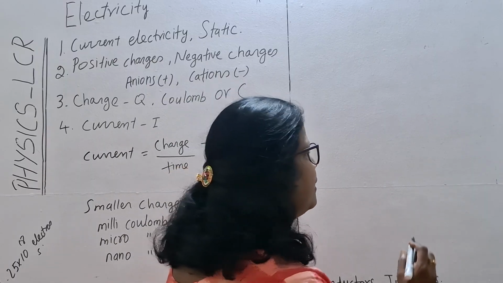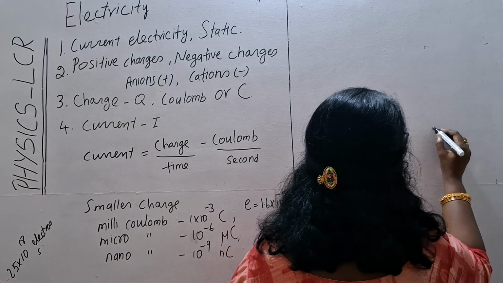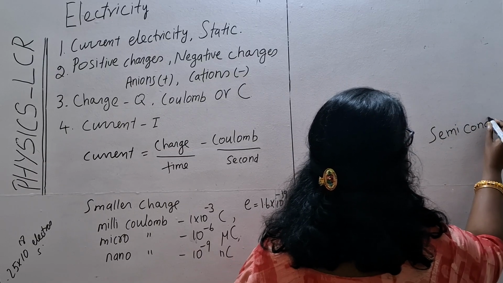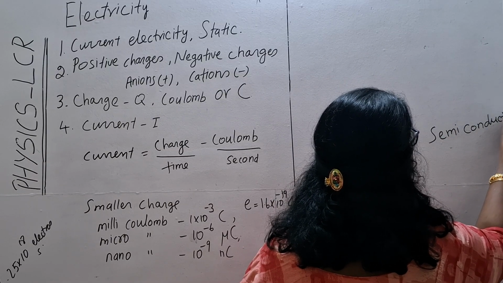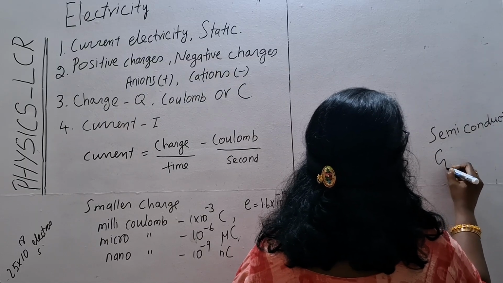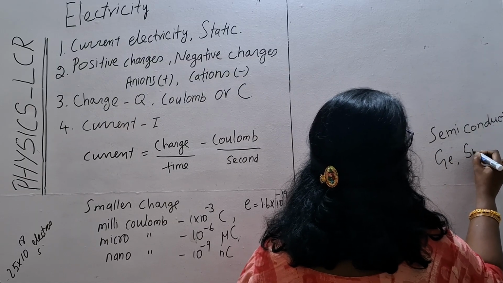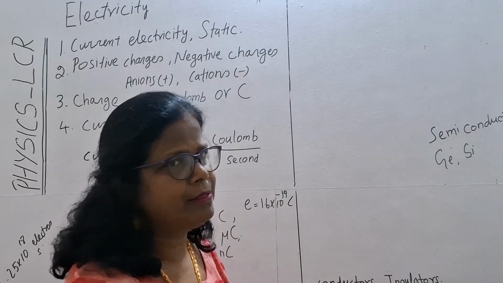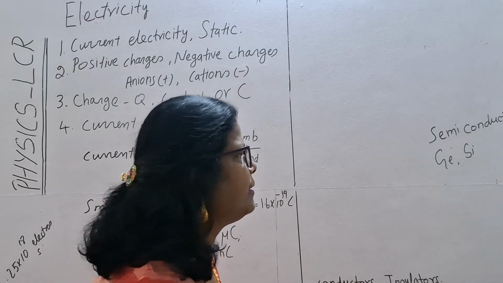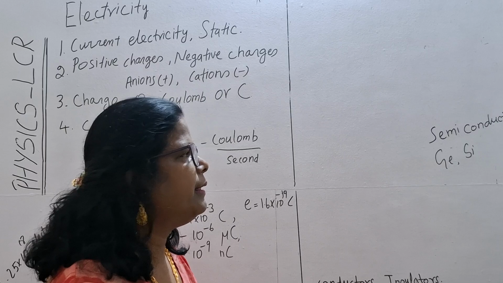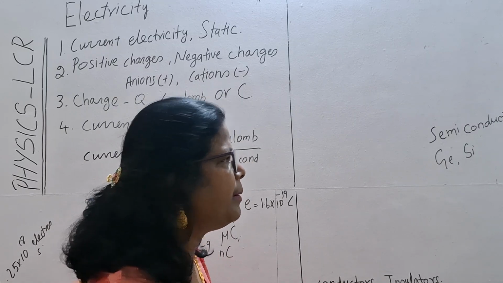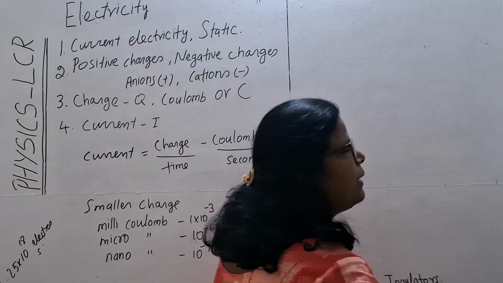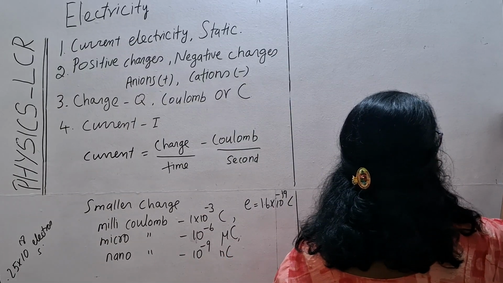Silicon we can say is a semiconductor. Germanium, Ge, and silicon. In classes 11 and 12 you are going to study the transistor. It is some substance, and in that we are going to study about the semiconductor. Now it is not necessary, but you know about good conductor, bad conductor, and semiconductor.